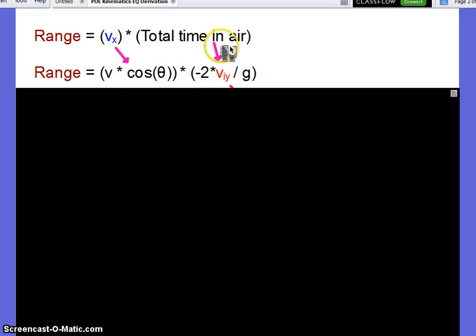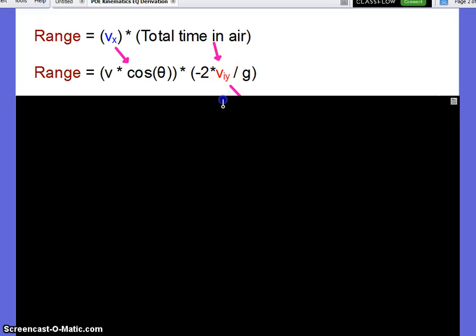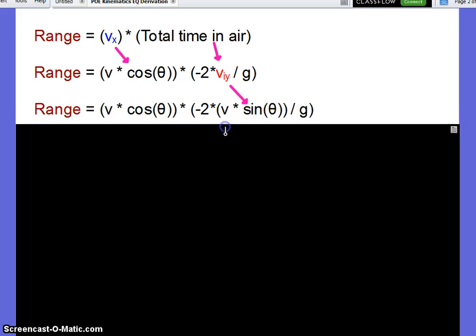But our total time in the air now is represented by this expression, which was just on the previous page. Okay? We can continue to go further here because we can write the initial vertical velocity as the total velocity times the sine of our launch angle, right? So we wind up getting this long, involved expression that represents our range.